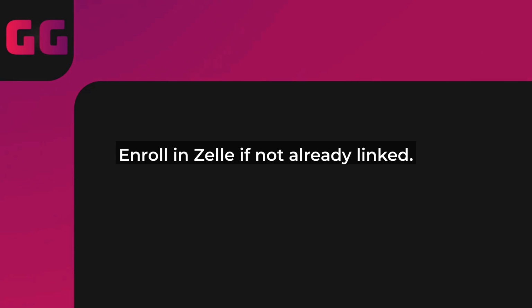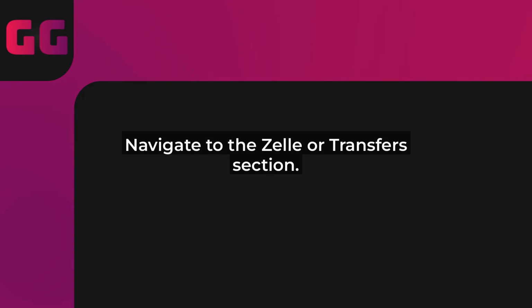It's usually just a quick verification step using your phone number or email. Step 1. Open the Bank of America mobile app on your smartphone or head to their website on your computer. Log in with your credentials to access your account dashboard. Security is key, so use two-factor authentication if prompted.